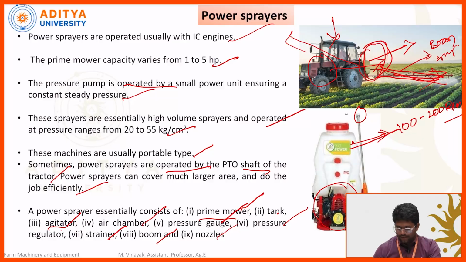This one is a pressure tank. This one is a spray gun. This one is a nozzle. Here the engine will be provided. So this suction line was directly connected to this tank. Okay, so the pressure regulator will be provided on the side of the power sprayer. Coming to this one, the pressure regulator will be provided at the rear side of the tractor.